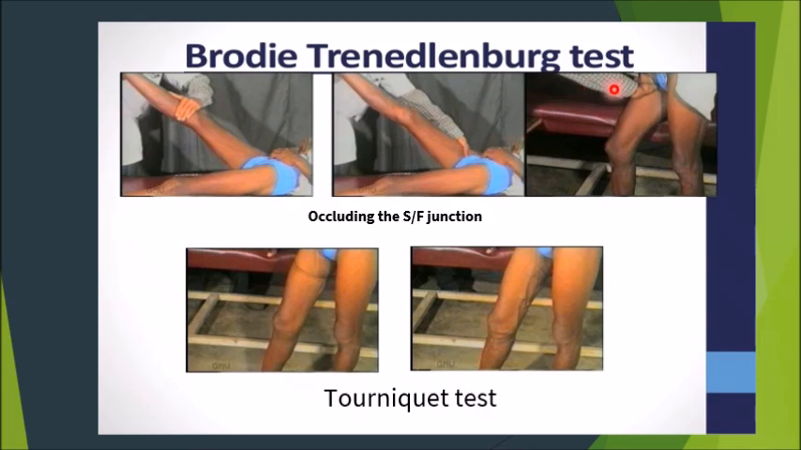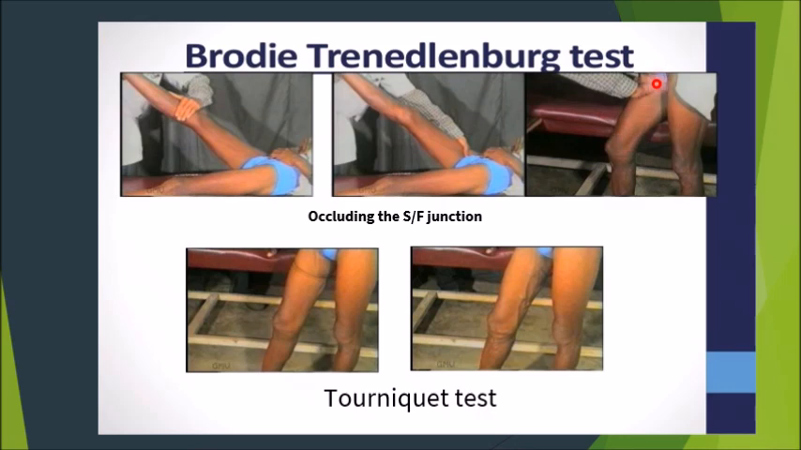And then you ask the patient to stand. So when the patient stands up, if it is controlled, that means there's no backflow, there's no prominence of veins, that means the incompetence is at the SF junction. Then when you release the pressure at the SF junction, the blood fills rapidly from above. So this clearly indicates incompetence at the SF junction.